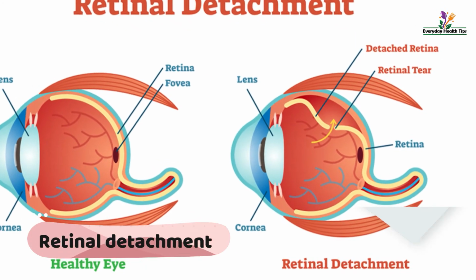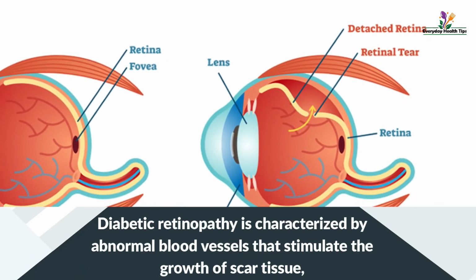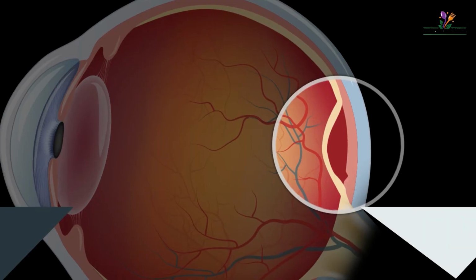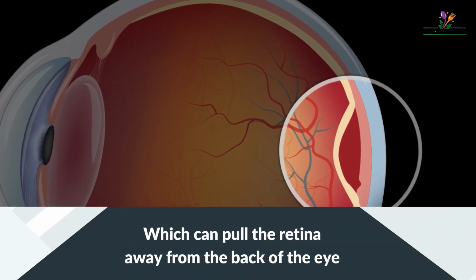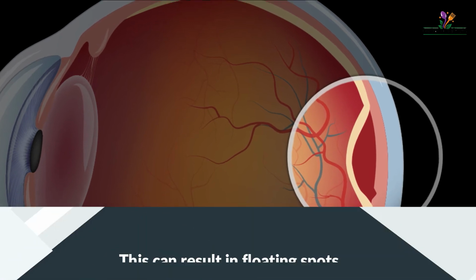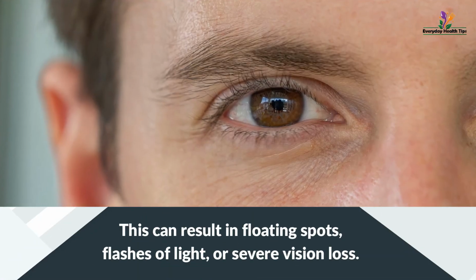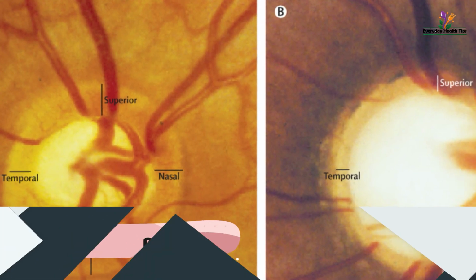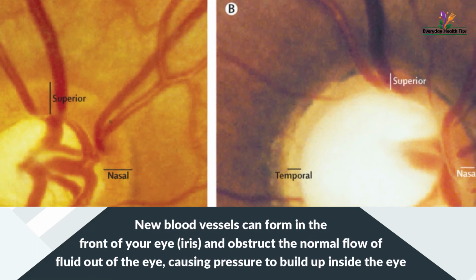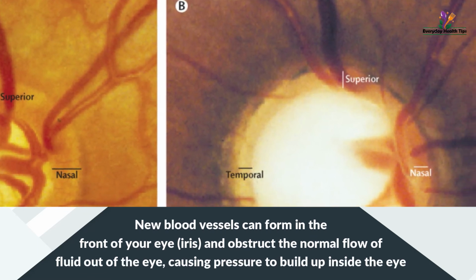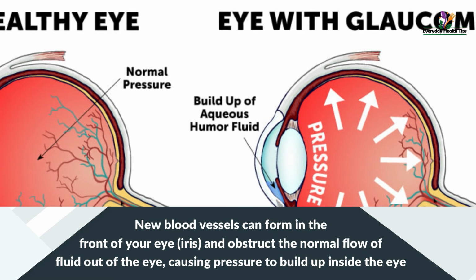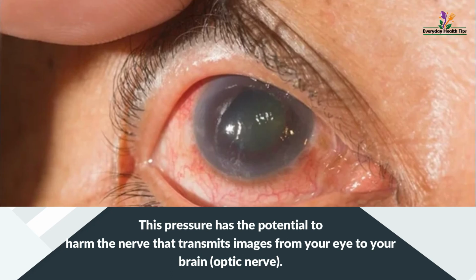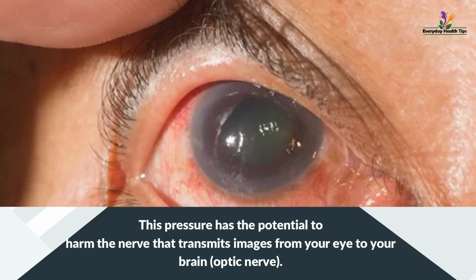Two, retinal detachment. Diabetic retinopathy is characterized by abnormal blood vessels that stimulate the growth of scar tissue, which can pull the retina away from the back of the eye. This can result in floating spots, flashes of light, or severe vision loss. Three, glaucoma. New blood vessels can form in the front of your eye, the iris, and obstruct the normal flow of fluid out of the eye, causing pressure to build up inside the eye. This pressure has the potential to harm the nerve that transmits images from your eye to your brain, the optic nerve.